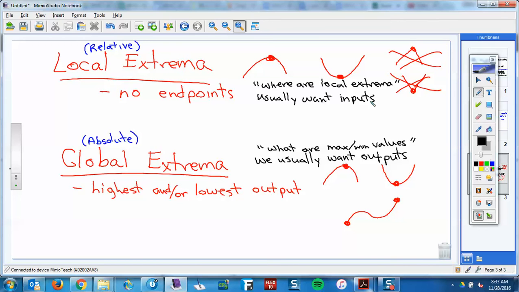Think of the sine graph. What is the max value of sine? 1. What is the min value of sine? -1. We don't care. It happens in a whole bunch of different places, right? So we don't care where it happens. We just want to know what is the max value. But if I say where are the local maxes on sine, then I'm talking about all those x values. Okay, very important that we answer that question that way, that we don't give information they're not asking for.